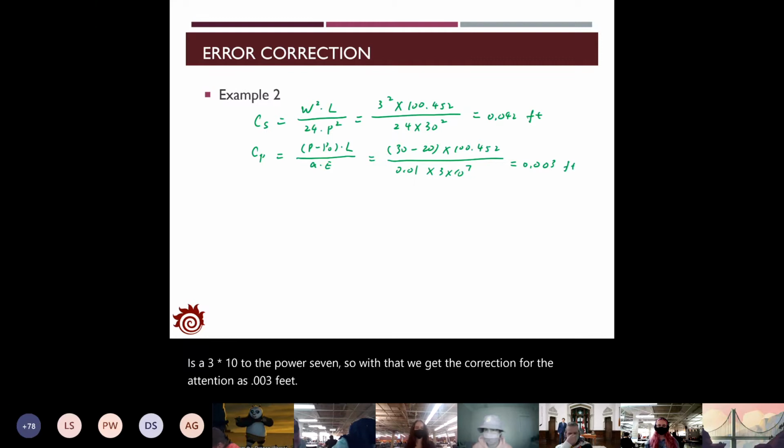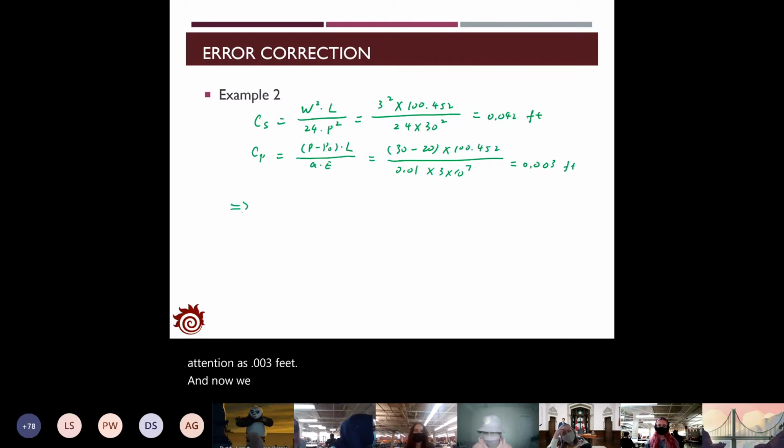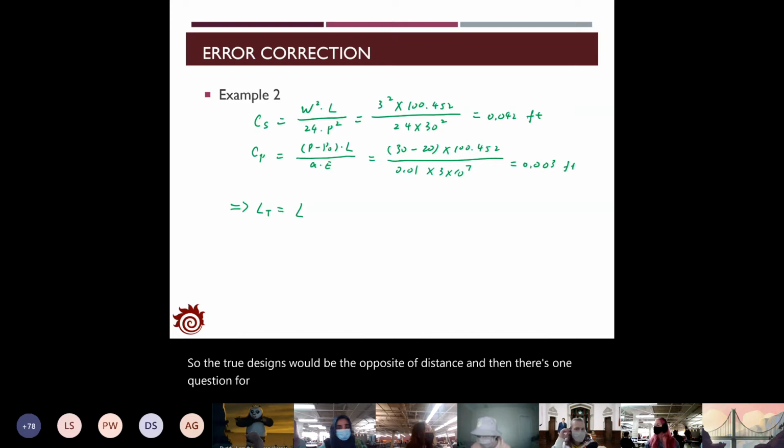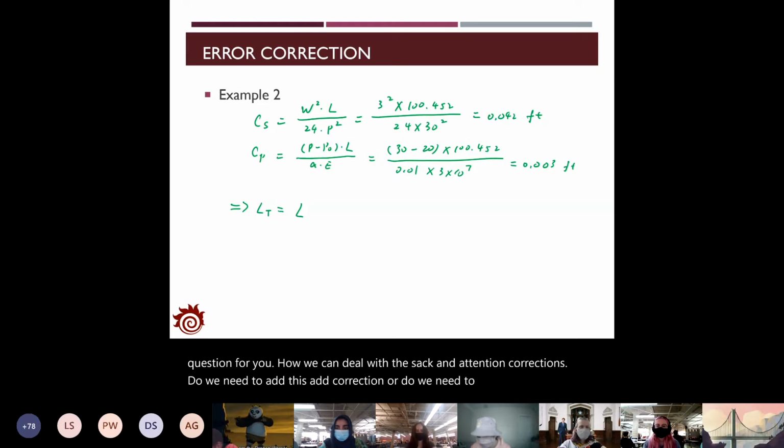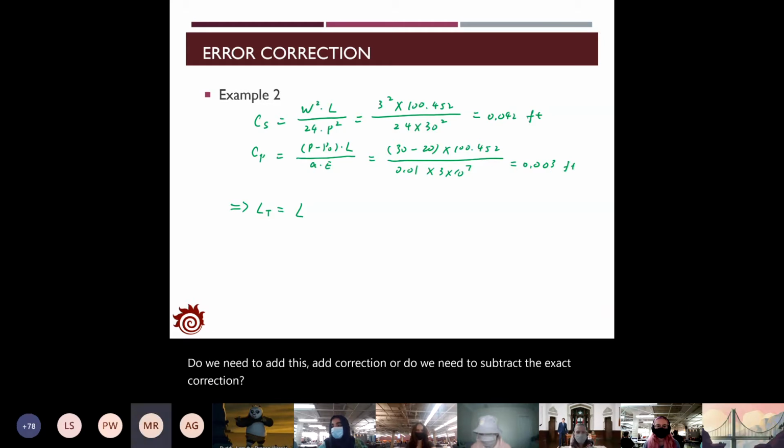And now we can calculate the true distance of this measurement. The true distance will be the observed distance. And then there's one question for you. How are we going to deal with the sag and the tension corrections? Do we need to add the sag correction or do we need to subtract the sag correction? Any ideas about it?